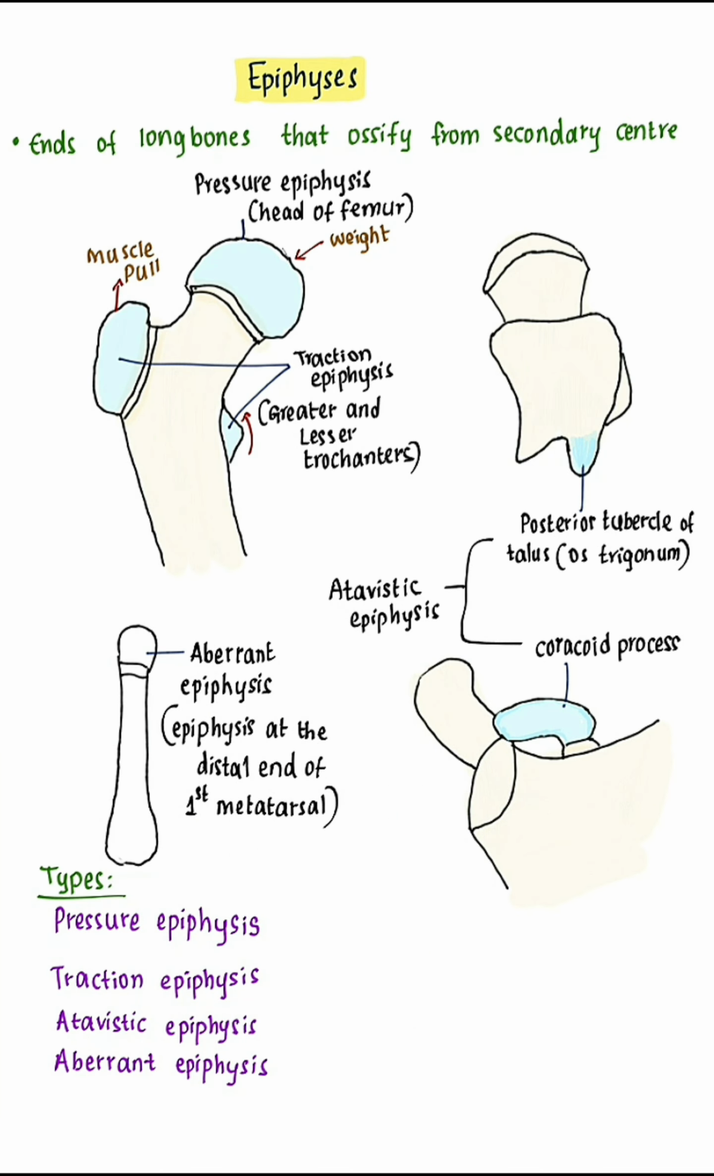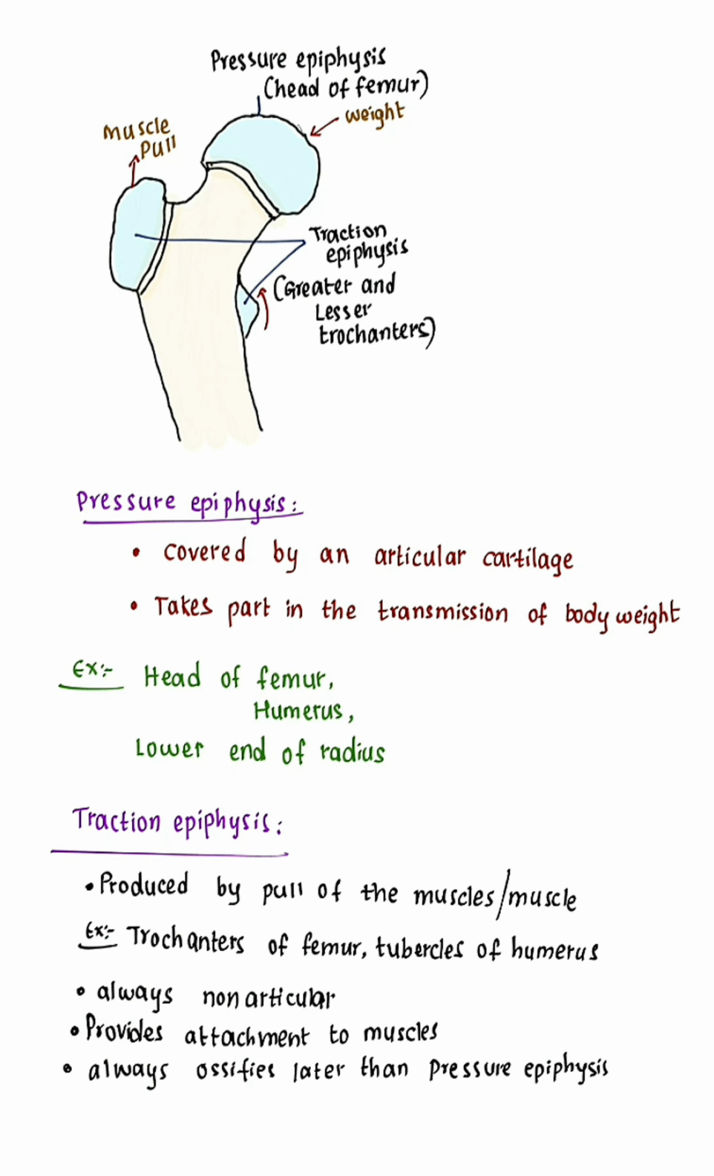Epiphysis. These are ends of long bones that ossify from a secondary center. There are four types of epiphysis: pressure epiphysis, traction epiphysis, atavistic epiphysis, and aberrant epiphysis.